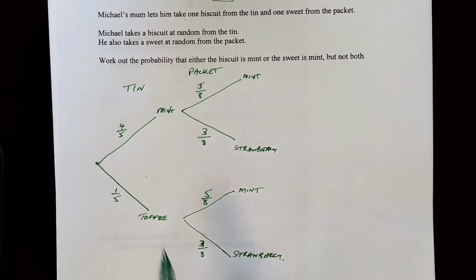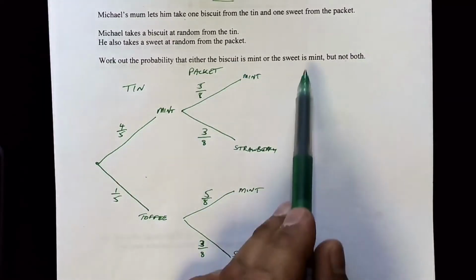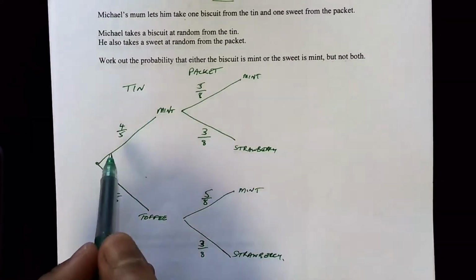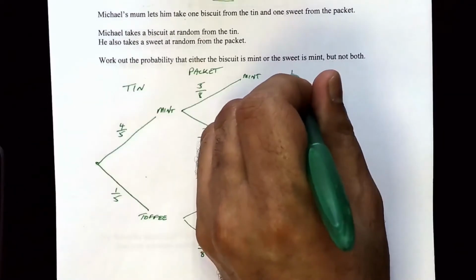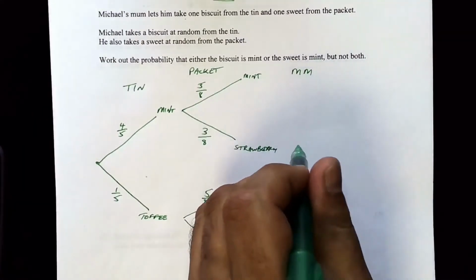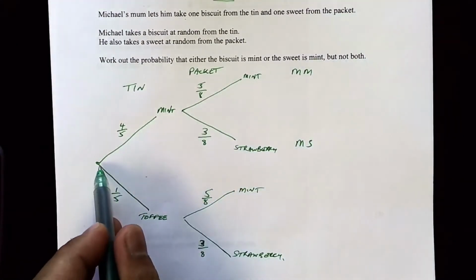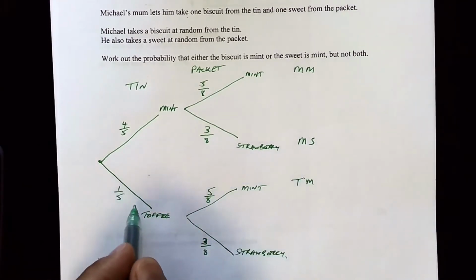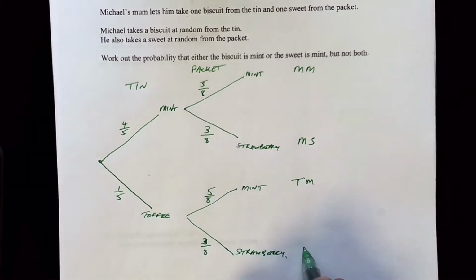So I'm going to look at all the options. First part, list all the options, then we'll be able to select the ones that we need. First part, mint, so I'm going to write it there, mint mint, that's mint strawberry, that's toffee mint, and last one, toffee strawberry.